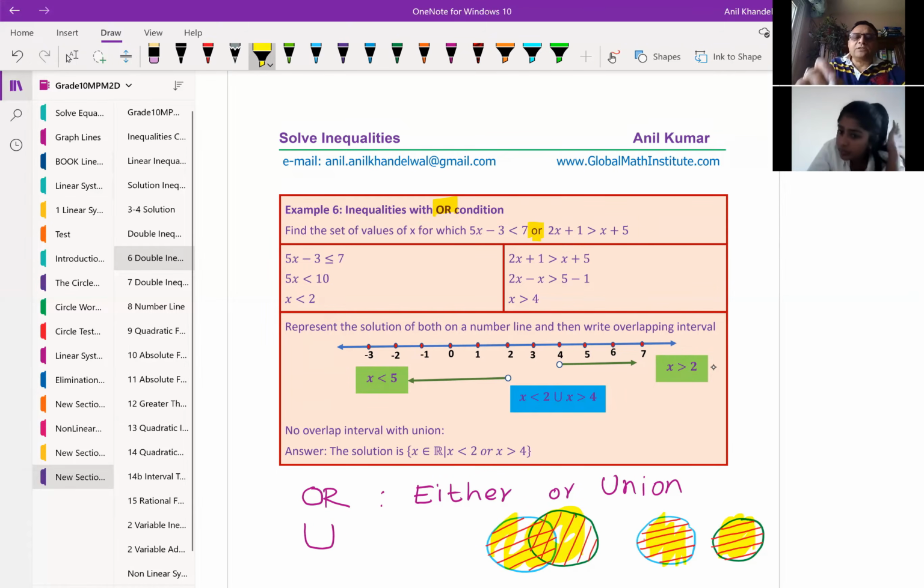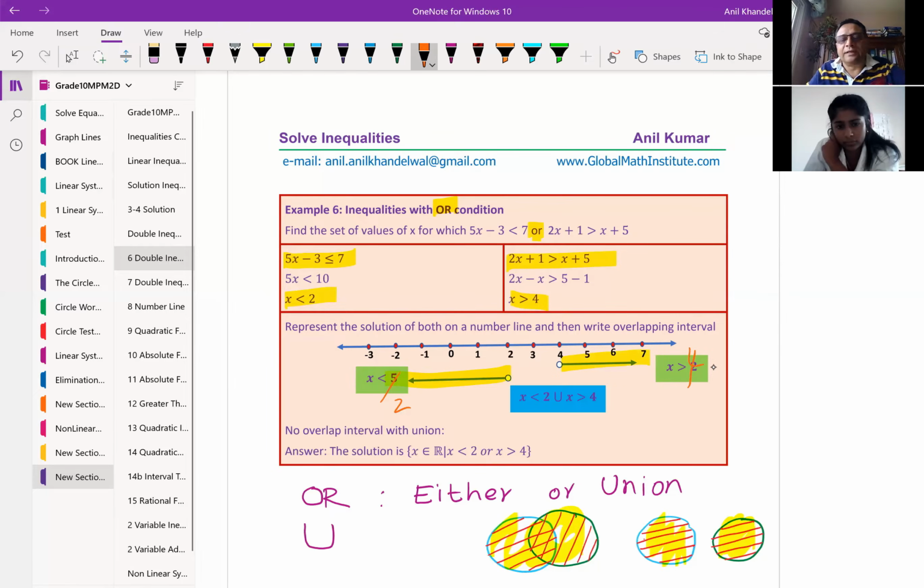Perfect. So in this case, when we solve the first inequality, which is 5x minus 3 is less than or equal to 7, we get a very simple solution, x less than 2. The other inequality, 2x plus 1 greater than x plus 5, gives you another solution, that x is greater than 4. On the number line, I've shown you both the solutions, one moving left of 2, and the other one, I think I wrote this value wrong, typing error, to the right of 4.